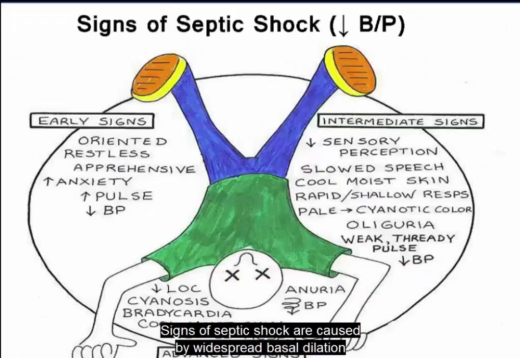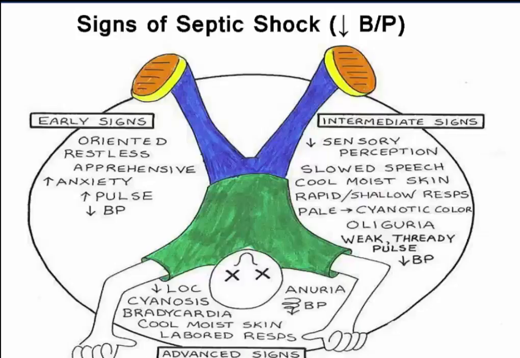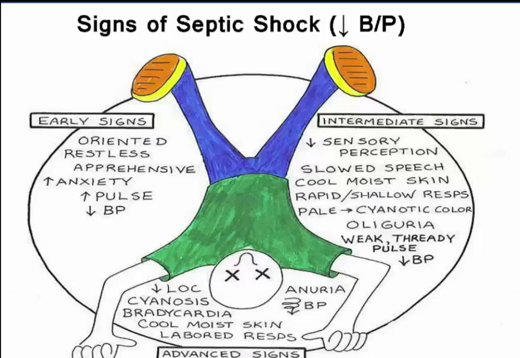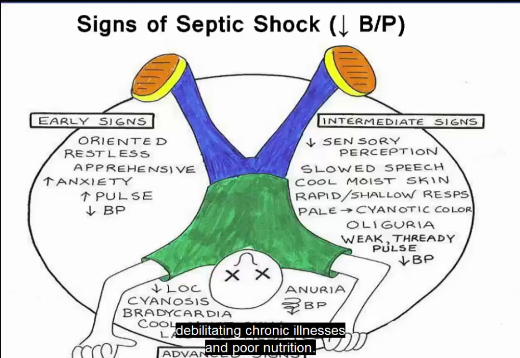Signs of septic shock are caused by widespread vasodilation and decreased peripheral resistance. It's caused by gram-negative or gram-positive bacterial infections. Risk factors include hospitalizations, debilitating chronic illnesses, and poor nutrition.